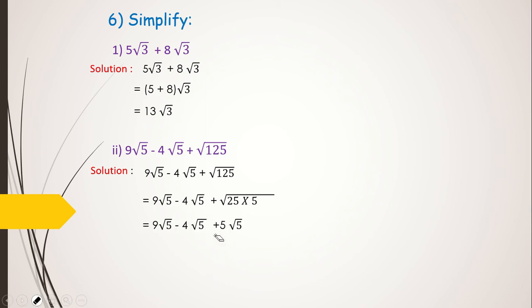Now see, all three have become like surds. So we can do 9 minus 4 plus 5, taking that root 5 outside the bracket. So 9 minus 4 is 5, plus 5 is 10. So this is 10 root 5.